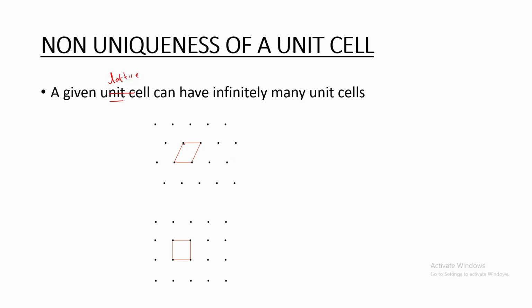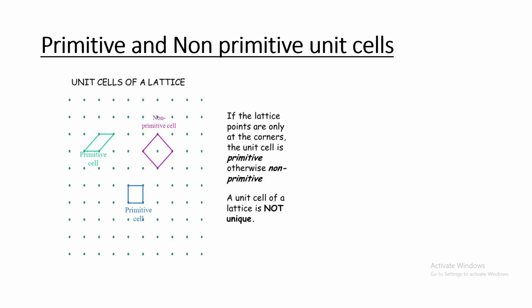You can see that by joining these lattice points, I can find a unit cell. And you can see another unit cell here. So there is a possibility of infinitely many unit cells, in primitive and non-primitive unit cells. These points are only when the unit cell is primitive, otherwise it is non-primitive.